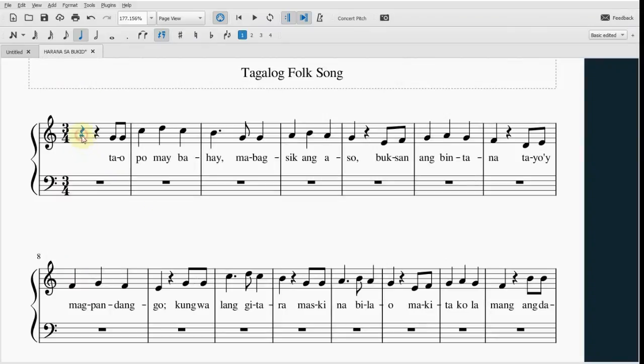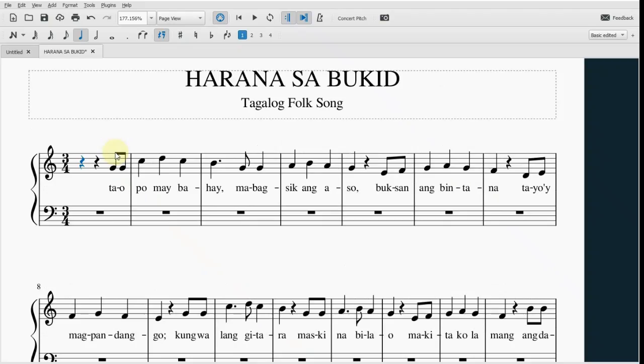Okay, so great. This time we're going to sing together with the tune of this Harana sa Bukid. Okay, sing with me, guys.